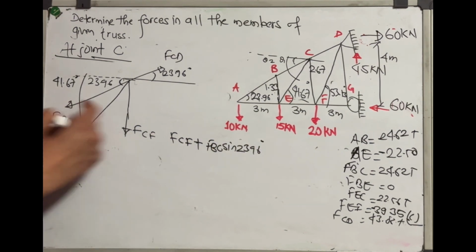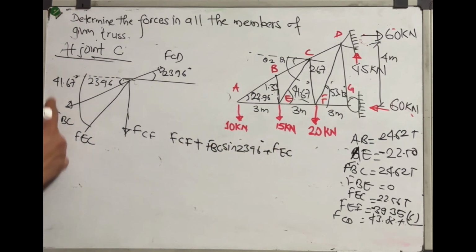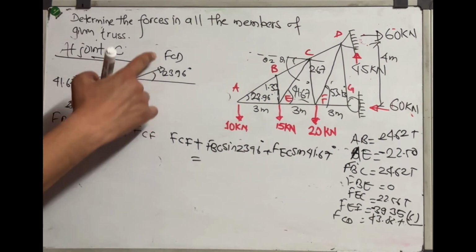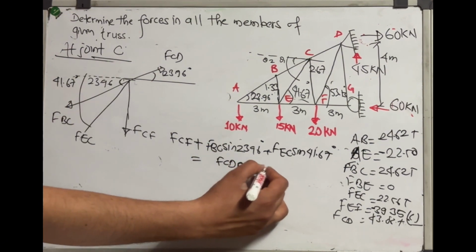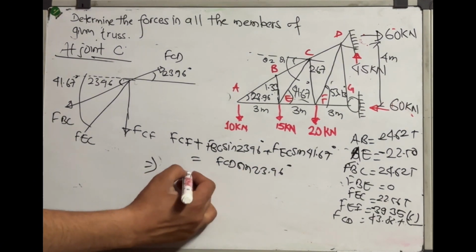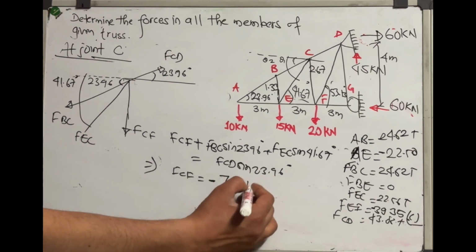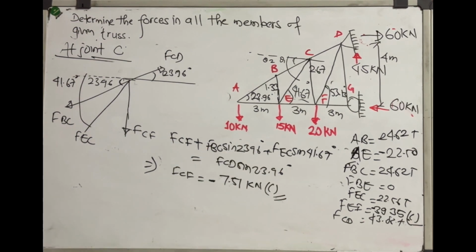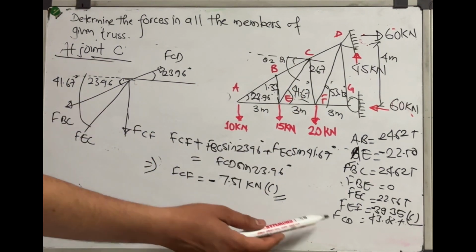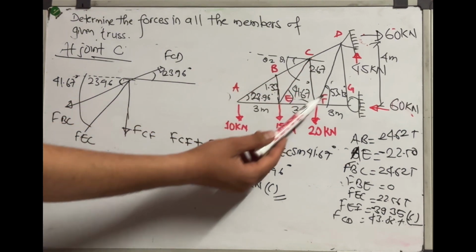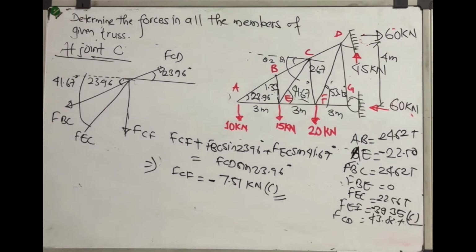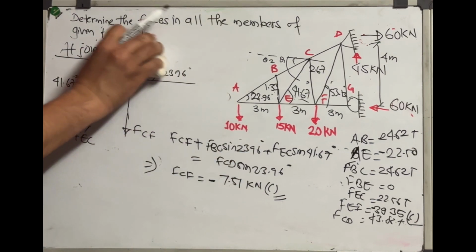So FEC plus FEC sine 41.67 degree will be equal to FCD sine 23.96 degree, right? If you solve this, FCF will come out to be 0.51 kilonewton. This is negative, so compression. This is the way you can solve the member force in CF and determine the value in CD. Now you can go to joint F, joint D and joint G, which are remaining in this case, right? So let us try to do that.